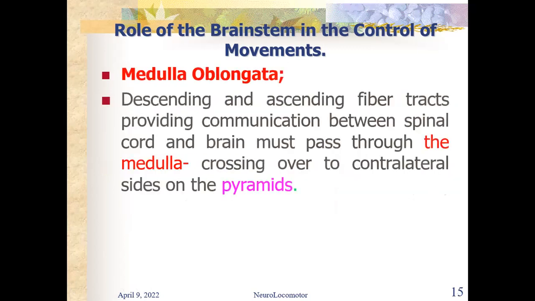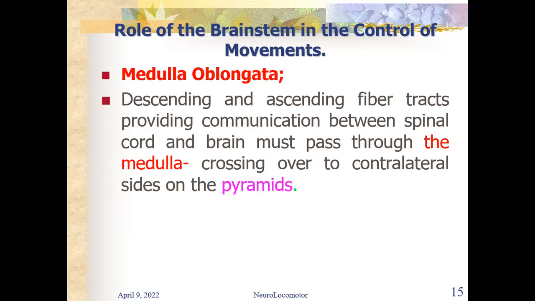So now the medulla, we move from the pons itself to the next structure in the brainstem. The role of the medulla in the control of movements. What are the structures located in the medulla that play a role in the control of movements? Descending and ascending fiber tracts provide communication between the spinal cord and the brain.